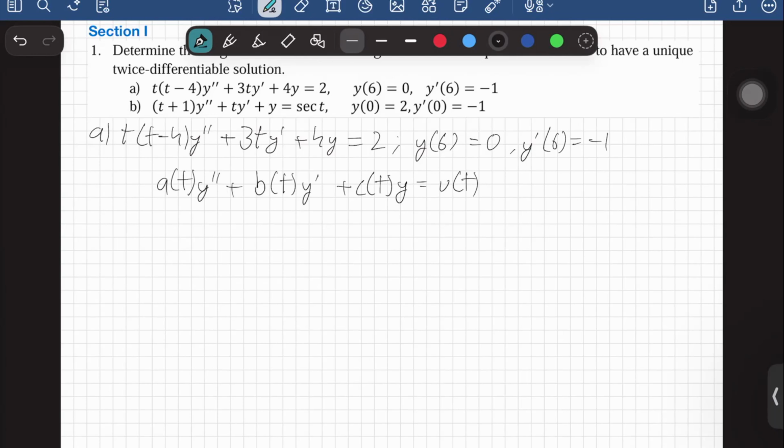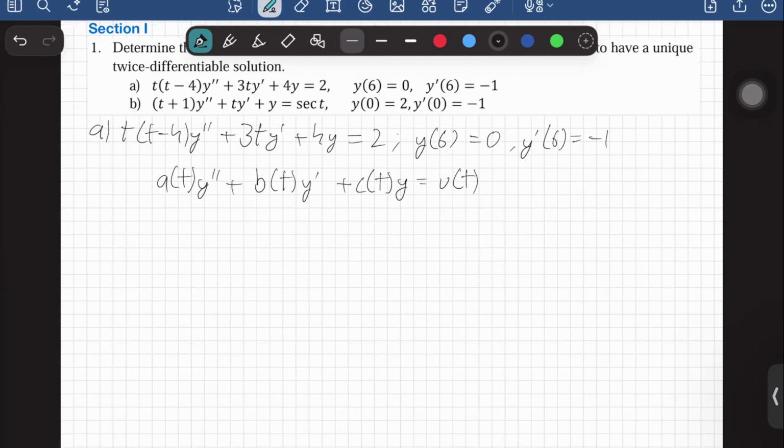So we have to convert this into our standard form, which we can find when we divide this whole equation by t multiplied by t minus 4. We want to isolate the y double prime variable, right? So we do that by dividing the whole equation by t multiplied by t minus 4.